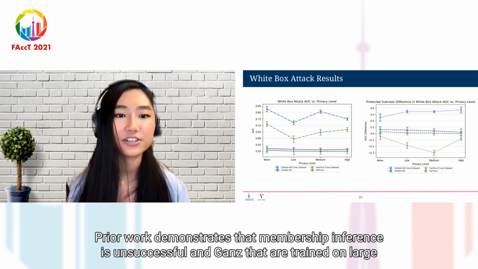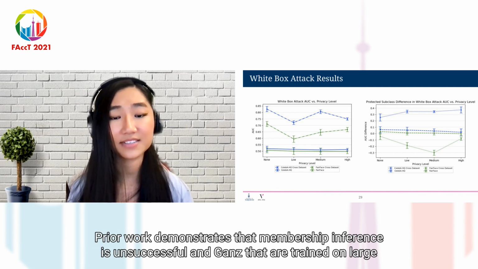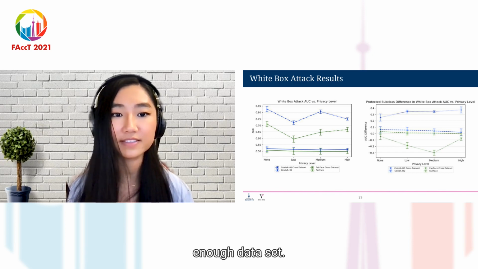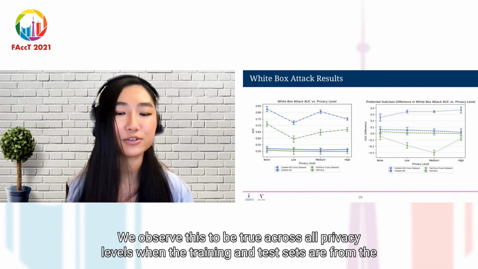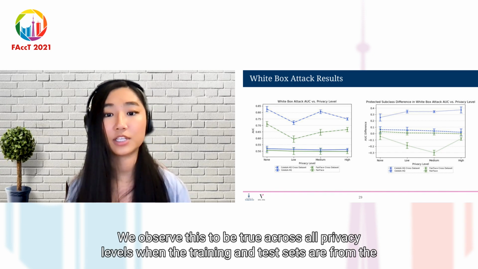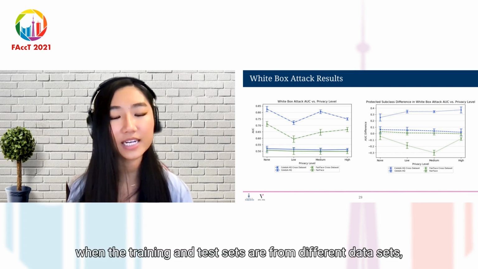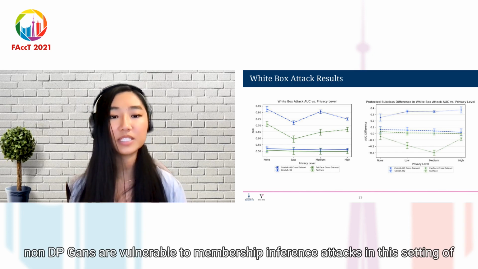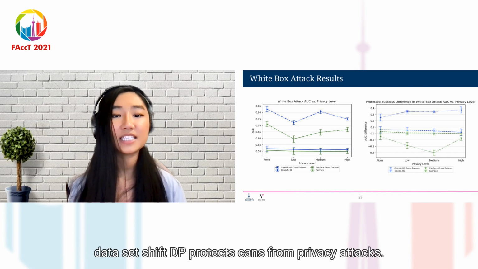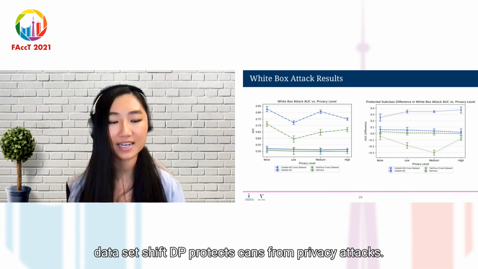Prior work demonstrates that membership inference is unsuccessful in GANs that are trained on large enough datasets. We observe this to be true across all privacy levels when the training and test sets are from the same dataset. However, when the training and test sets are from different datasets, non-DP GANs are vulnerable to membership inference attacks. In this setting of dataset shift, DP protects GANs from privacy attacks.